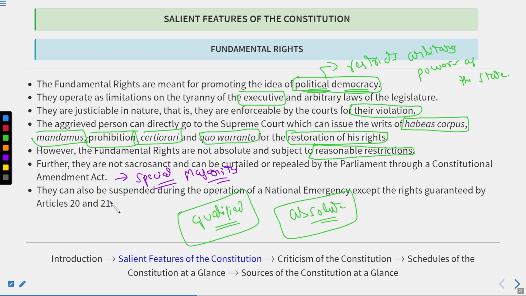They can also be suspended during the operation of a national emergency, except the rights guaranteed by Articles 20 and 21. All the fundamental rights could be suspended in the case of national emergency. We will see this in the upcoming lecture, but except two rights, which are Articles 20 and 21.